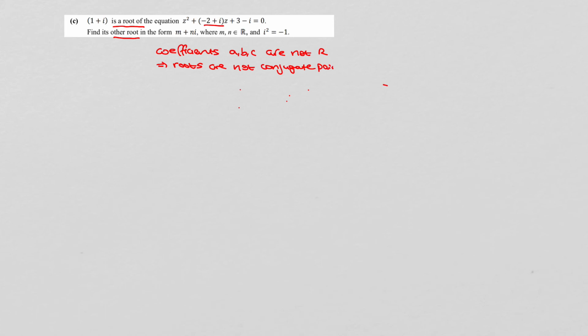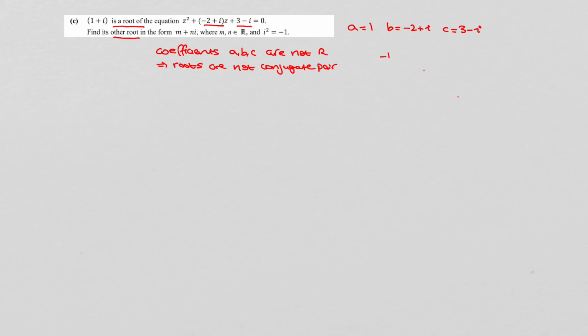So it's important not to make the mistake of just automatically looking at that and going, oh, it's always the conjugate. It's not always the conjugate. We have to always check: are the coefficients of z squared, the coefficients of z, and the constant real numbers? And of course, c has an i in it and b has an i in it. So there's 2 approaches to this. You can take it and say that a, the coefficient of z squared, is 1. b, the coefficient of z, is minus 2 plus i. And c, the constant, is 3 minus i.